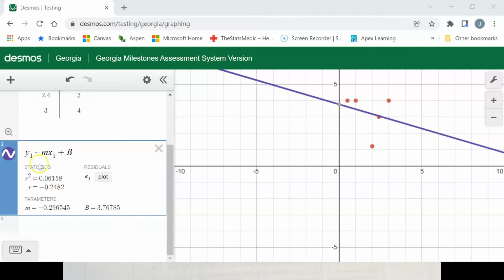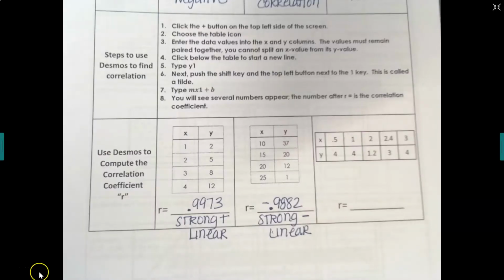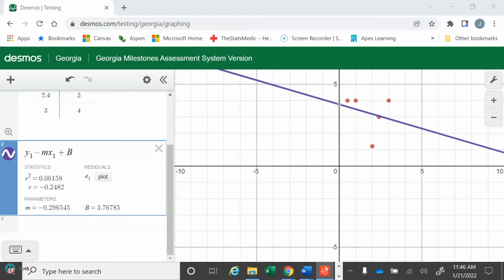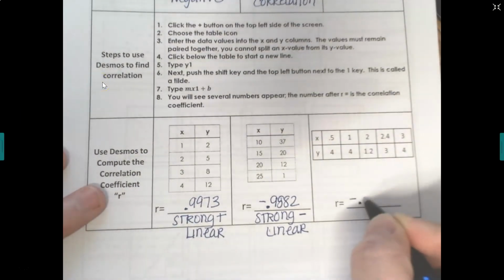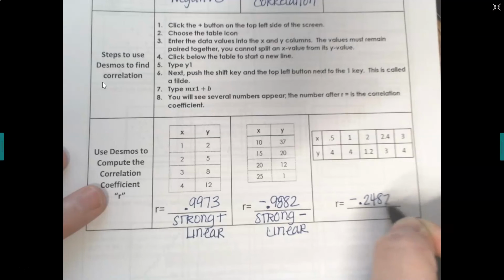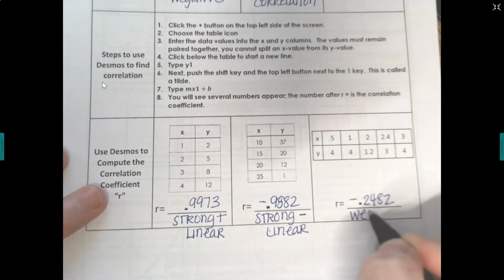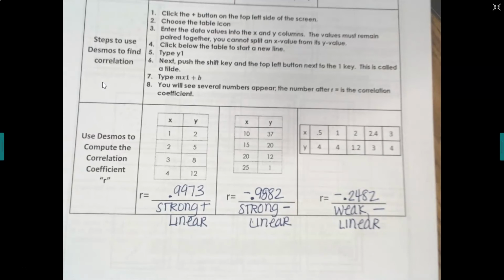Okay, so when I have my data in there, I see I have a correlation. It's negative, but that number is much closer to 0 than it is to 1. Let me double check what that was again. It was negative 0.2482. So negative 0.2482. We're going to call this a weak negative linear.